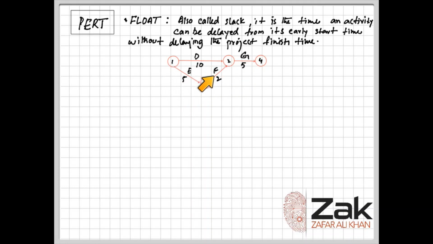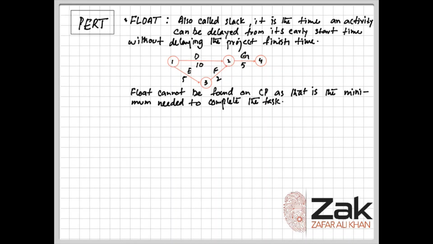So E and F can be delayed, either of them, by at max 3 days. So if we delay E by 3 days, it can still be done without affecting these two activities, D and G, which are on the critical path. So float cannot be found on the critical path, as that is the minimum needed time to complete the task.